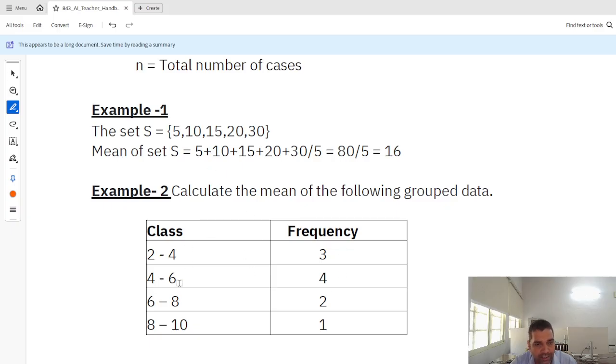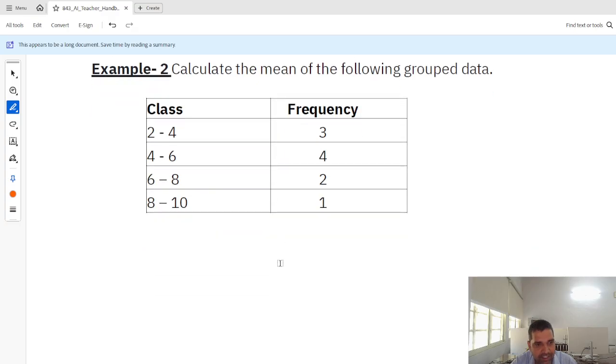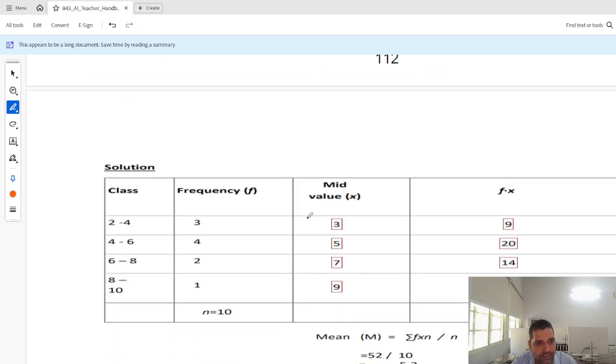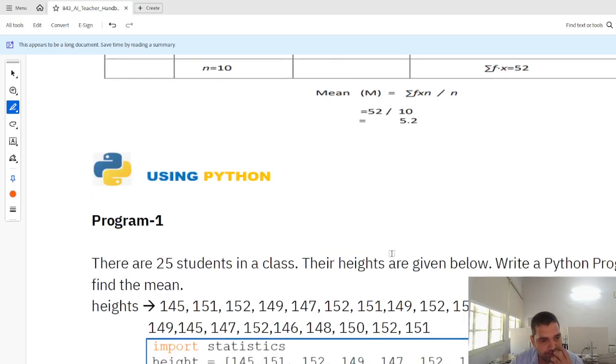So how do we calculate its mean? First we find the class mark, the mid value. The mid value of 2 to 4 is 3, and of 4 to 6 is 5. So 3, 5, 7, 9. The first appeared 3 times, so the product is 9. For 4 to 6, the data appeared 4 times, so the mid value 5 multiplied by 4 is 20. 7 multiplied by 2 is 14, and 9 multiplied by 1 is 9.